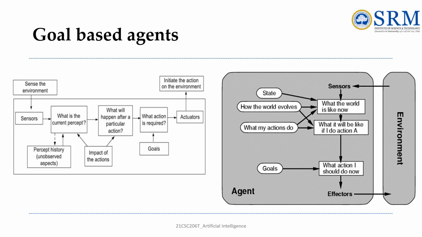So let's take a GPS navigation system. It doesn't just react to where you are. It plans routes to help you reach a destination. Okay, if there is a traffic or roadblocks, it re-evaluates its plan, right? So this type of agent requires search and planning capabilities. It doesn't just act, it thinks ahead. Okay, so this makes goal-based agent more intelligent and flexible, but also more computationally demanding.